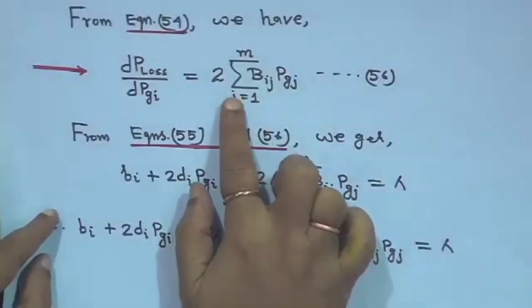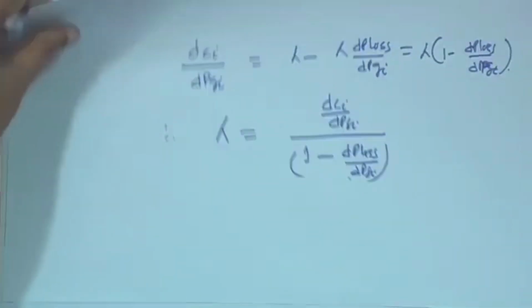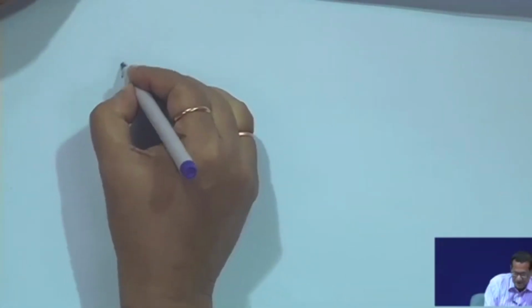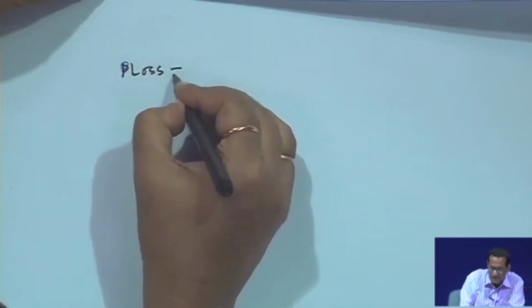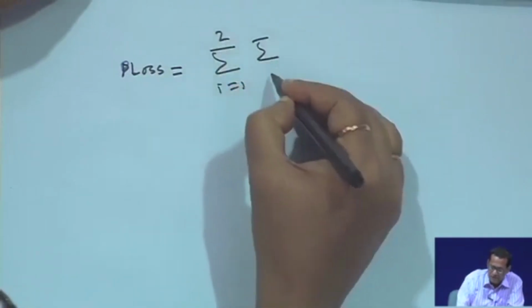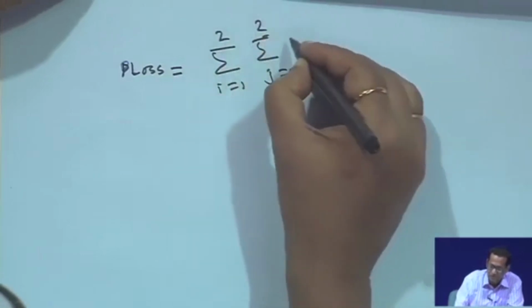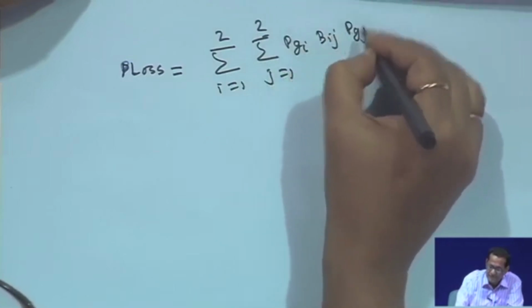Then this one, if you take it, that is a 2 term, that 2 is coming. It is actually a quadratic. I will give you a small example for this equation. Take for example m is equal to 2, that means my P loss is equal to, with m equal to 2, sigma i is equal to 1 to 2, sigma j is equal to 1 to 2, Pgi, then Bij, then Pgj, right.